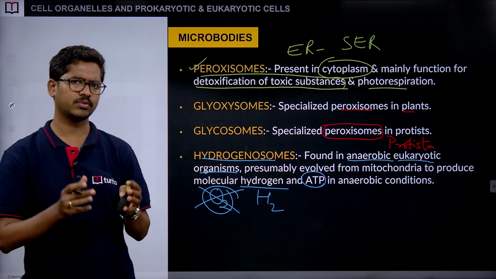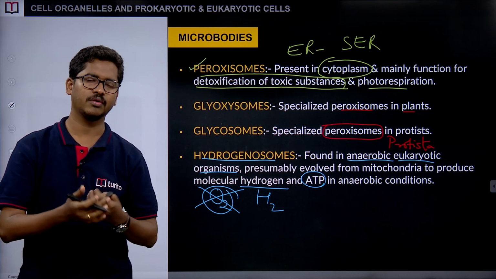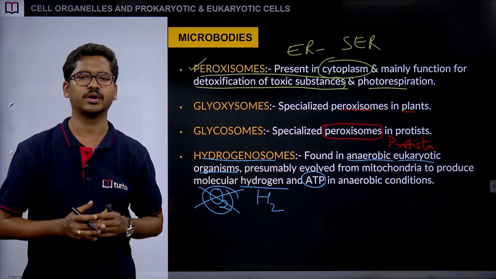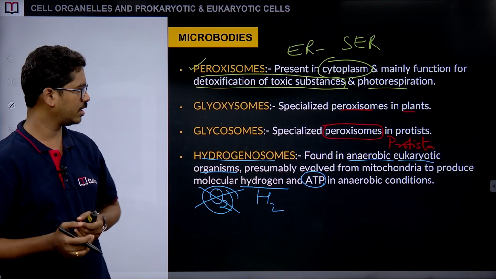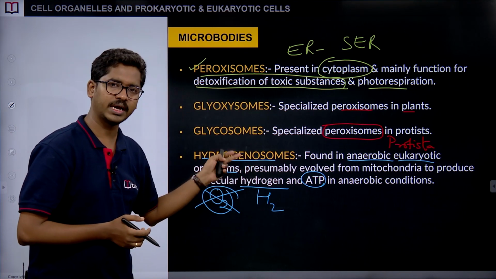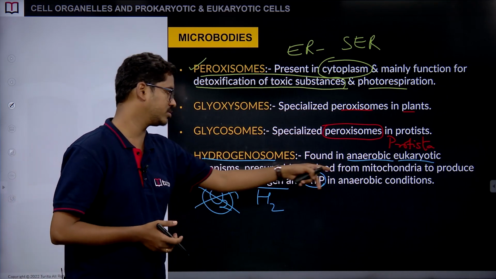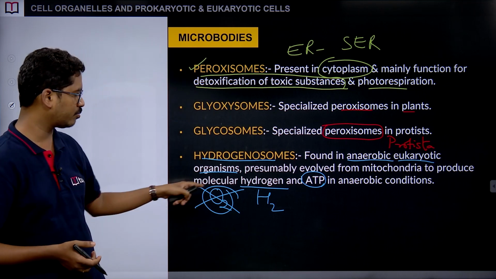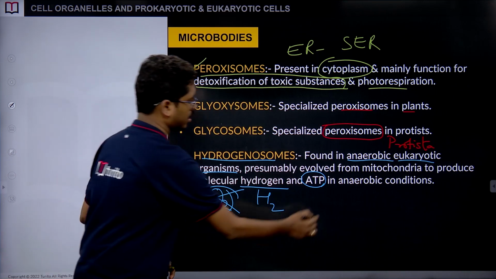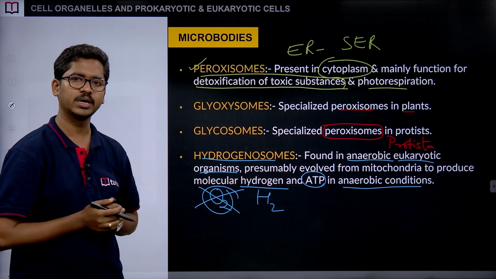Now, where do you get to see this ATP formation? As you have rightly said, we see ATP formation in mitochondria. That is the reason why it is understood that hydrogenosomes are one kind of microbodies presumably evolved from mitochondria, originated from mitochondria, as they produce molecular hydrogen and ATP, that too in anaerobic conditions. That is an important reason you have to understand.